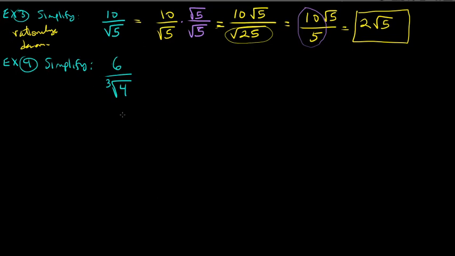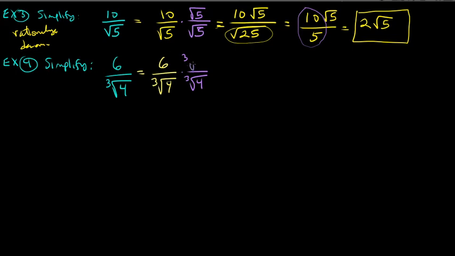So let's rewrite this. It's still 6 divided by the cube root of 4. And you might be thinking, well, then do the same trick here, right? Multiply top and bottom by the cube root of 4. Unfortunately, that doesn't work here, right? That only works when you have a square root. This does not work here, okay?